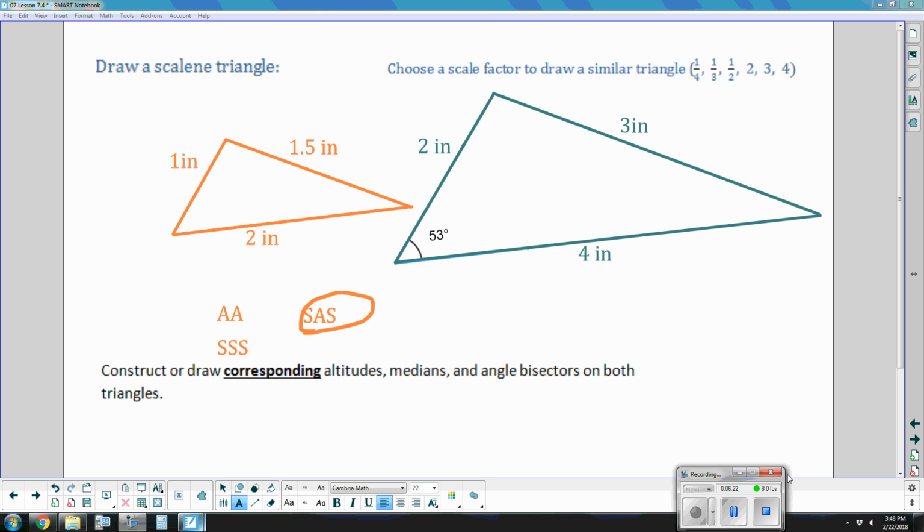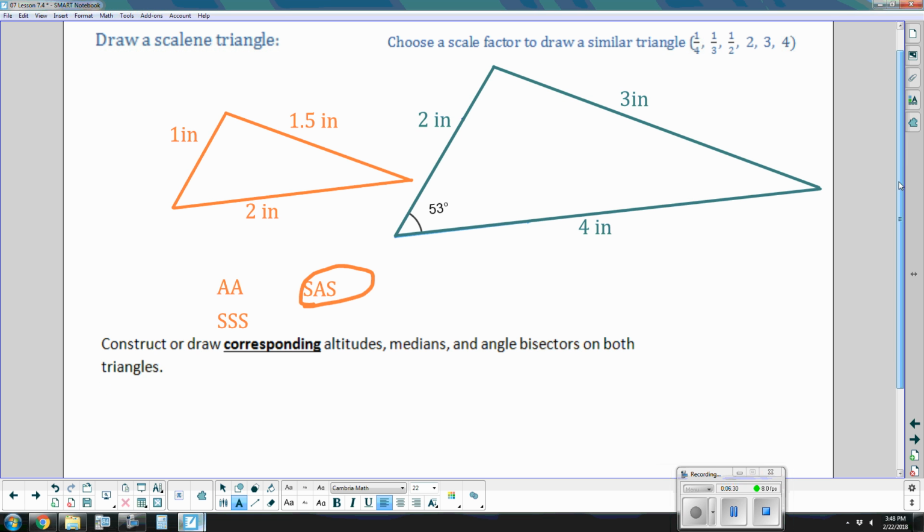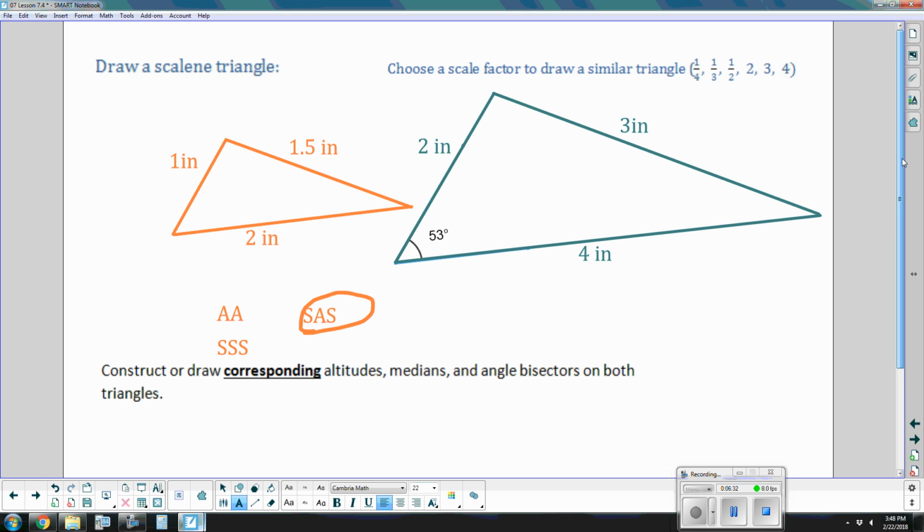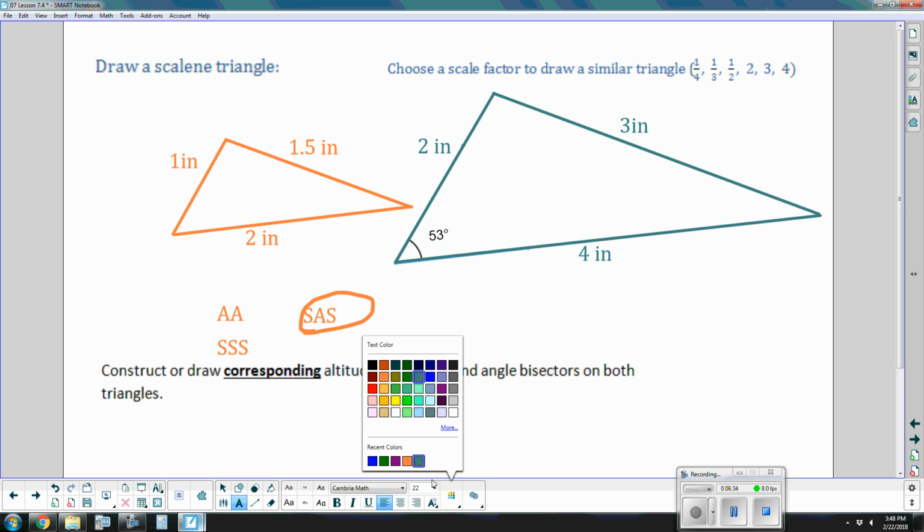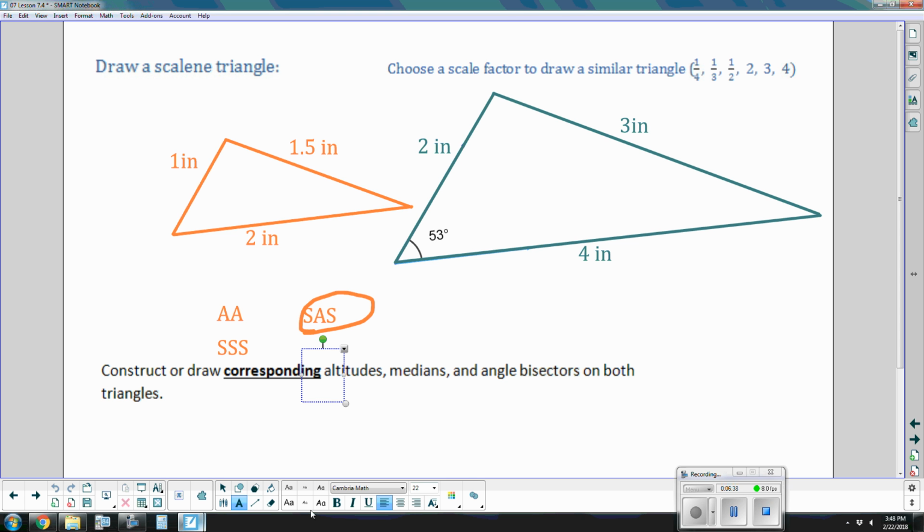So again, I chose a scale factor of 2, so now all my angles are the same, but my sides are all twice as long in my larger triangle than they are in my smaller triangle. So now what you should do is draw the corresponding altitudes, medians, and angle bisectors.